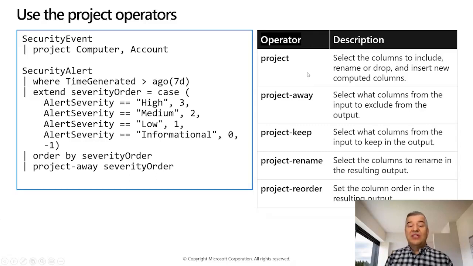Project, for example, will select specific columns to include at the exclusion of all others. Project-away will tell us specifically which columns we want to exclude from the result set, but leave the others in place. Project-keep tells us which ones to keep from the input. Project-rename allows us to say which columns to keep, but to rename them in the output. And then finally, project-reorder sets the column order in the resulting output itself.